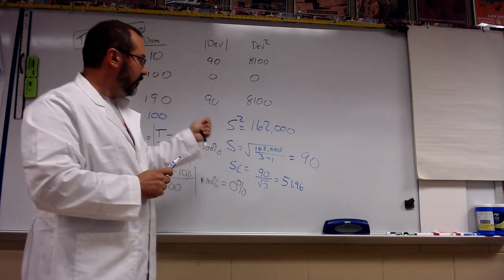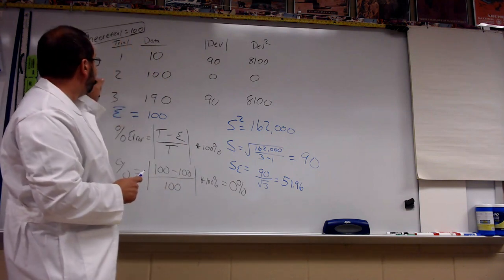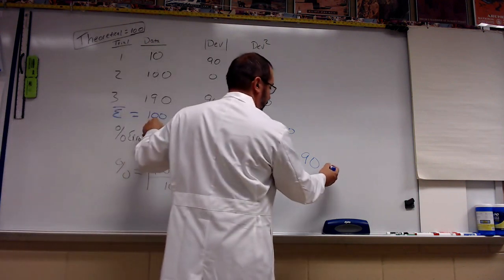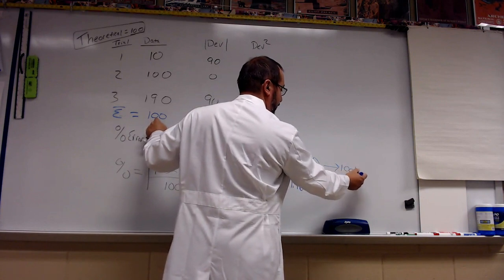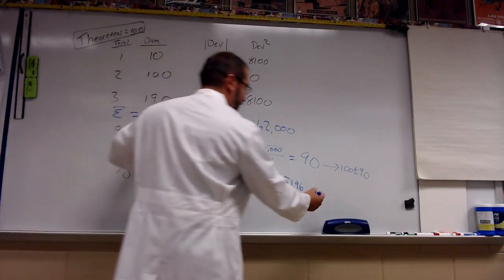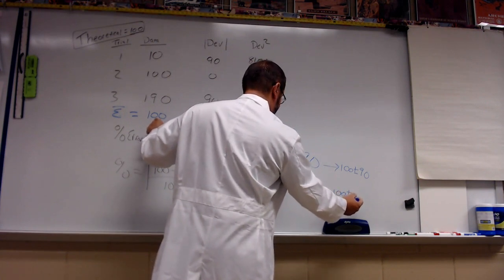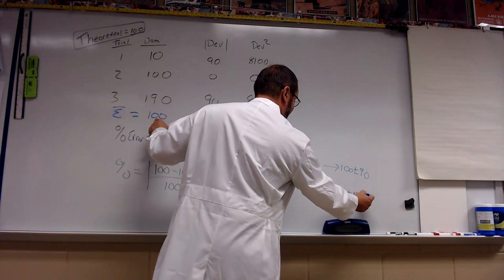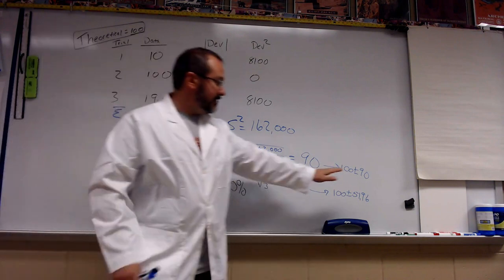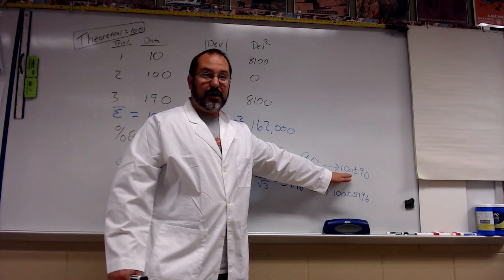Whenever we want to write the standard deviation or the standard error, we want to write it based on the average value. So the right way to write this would be 100 plus or minus 90. That is your standard deviation. And the standard error would be 100 plus or minus 51.96. You could see there that the standard deviation value is extremely large compared to the average measurement.